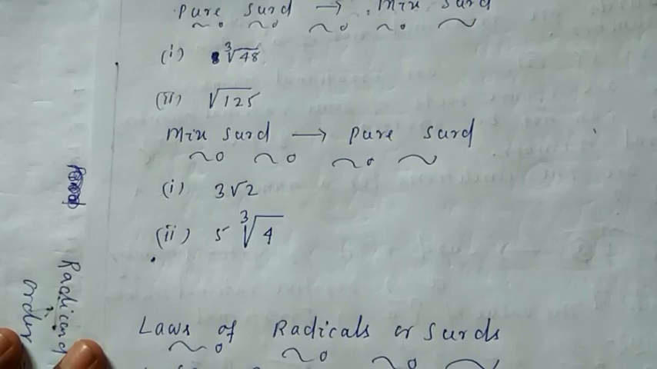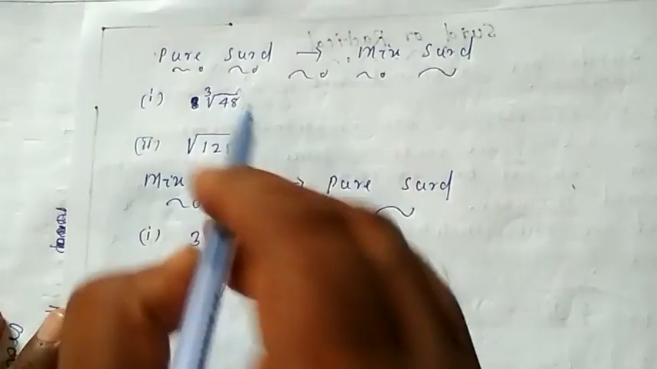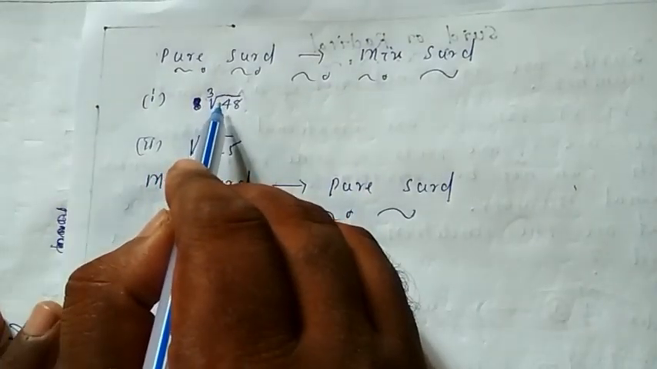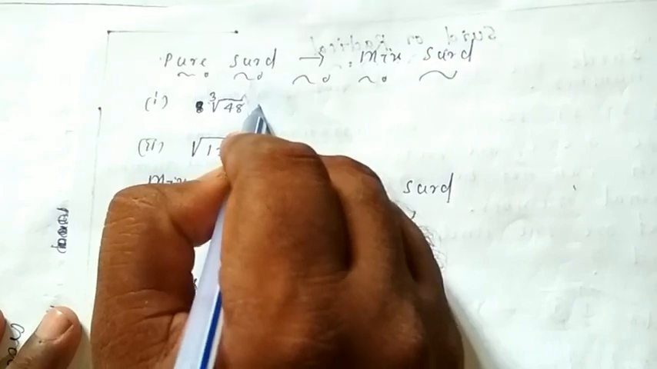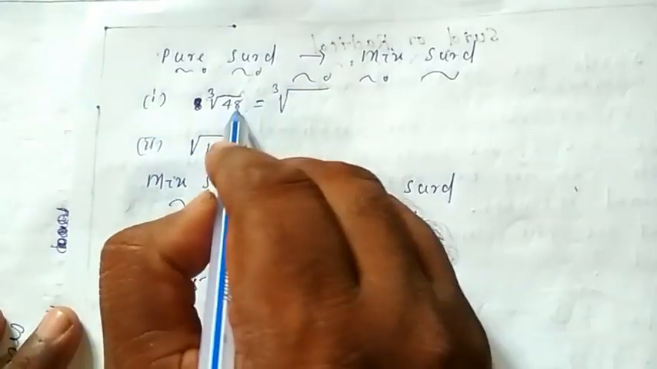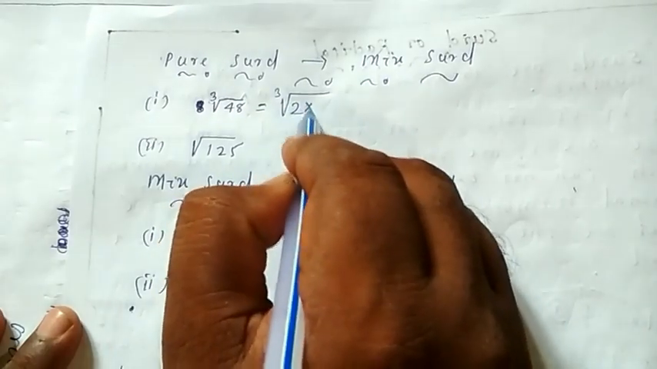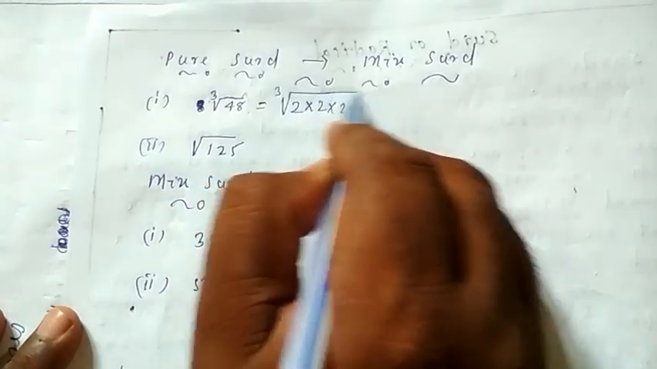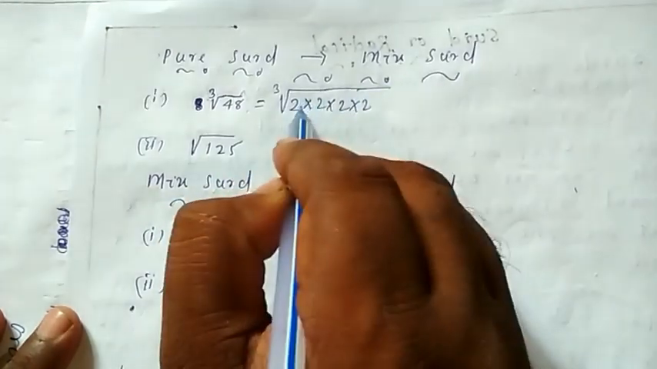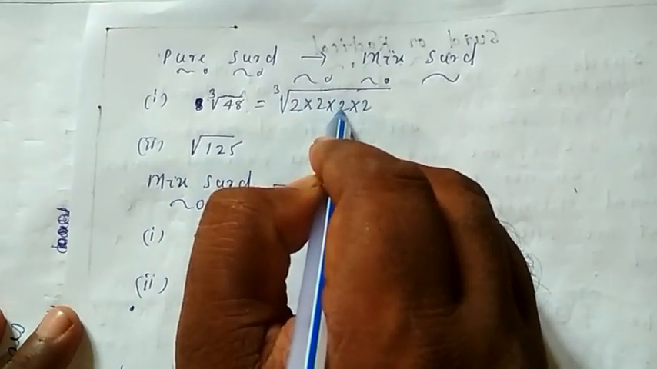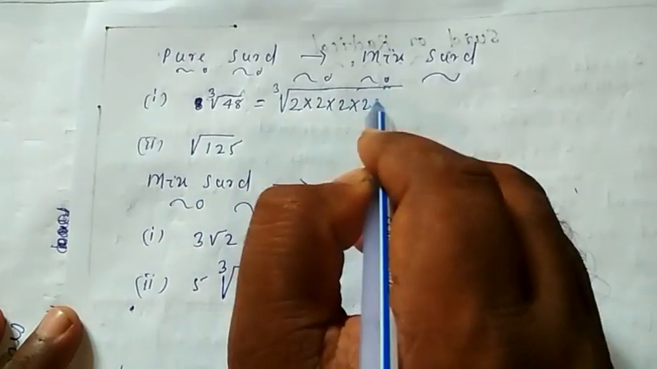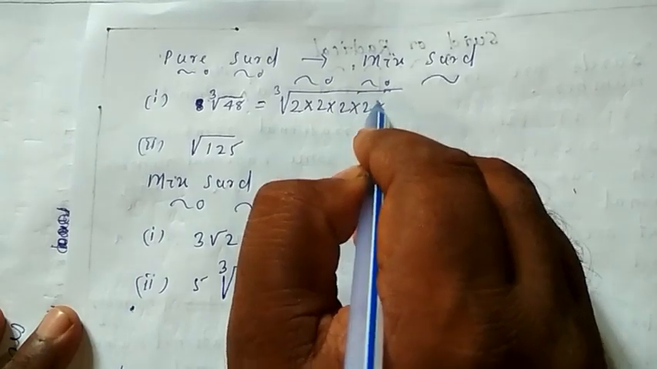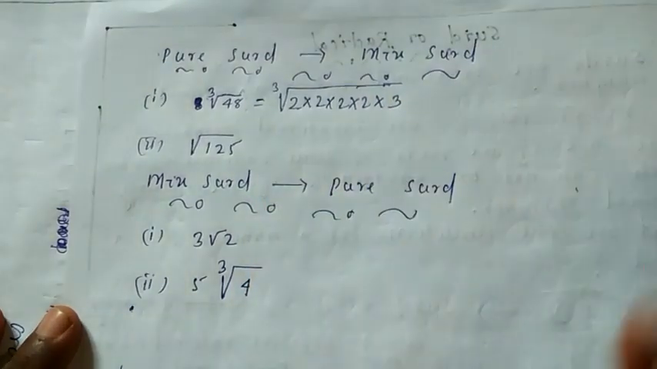Now students, I will explain how to convert pure surd into mixed surd. Consider one example, cube root of 48. You can reduce 48: you can write 2 into 2 into 2 into 2, 2 twos are 4, 4 twos are 8, 8 twos are 16, 16 threes are 48.